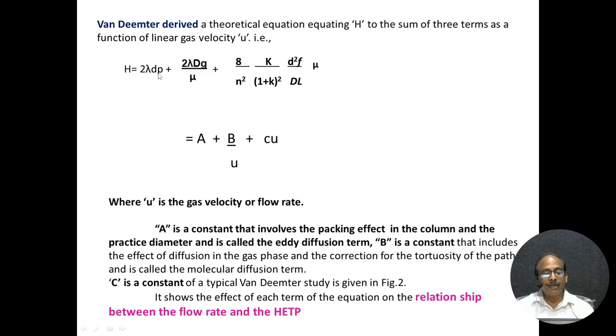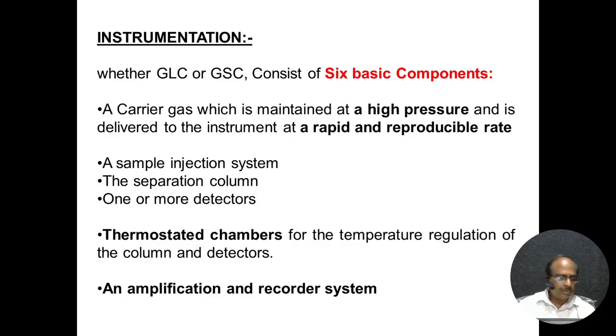Van Deemter derived an equation: capital H is equal to 2 lambda dp plus 2 lambda dc by mu plus 8 by pi square k by (1 plus k) whole square d square of df by Dl mu. That is equal to A plus B by U plus C, where U is the gas flow rate. A is a constant and involves the packing of the column and the particle diameter, and is called the eddy diffusion of the HETP.